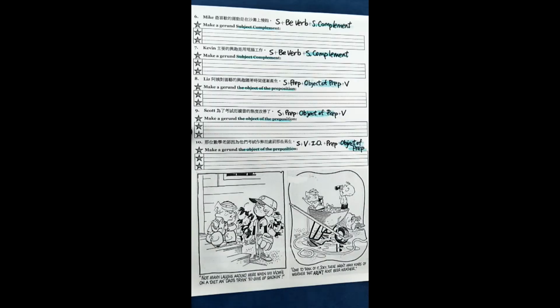5, subject plus verb plus indirect object plus direct object. Color the indirect object because that will be the gerund phrase. All right, number 6, subject plus be verb plus subject complement. Color the subject complement because that will be the gerund phrase.